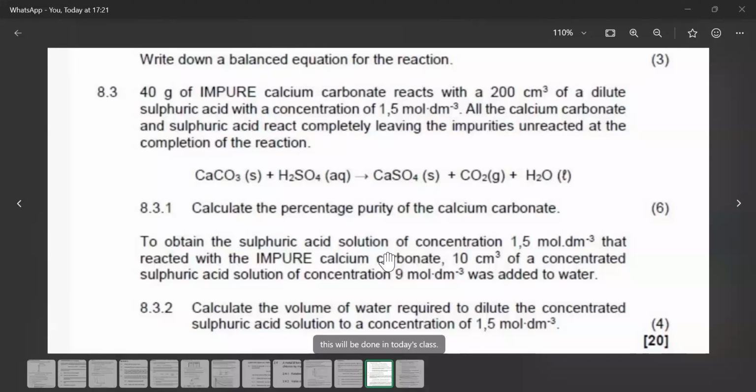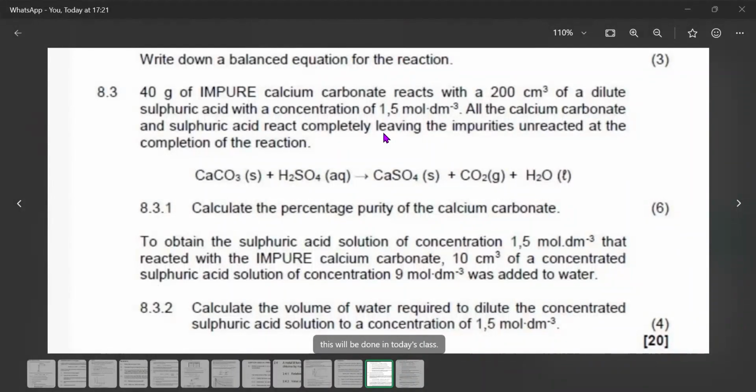Do you see that we are in acids and bases, and yet they're still asking us about the quantitative aspects? Because percentage purity is a quantitative aspect concept. But that's fine. In order for us to find the percentage purity, we actually need to calculate the mass of calcium carbonate that is present in this 40-gram impure sample.